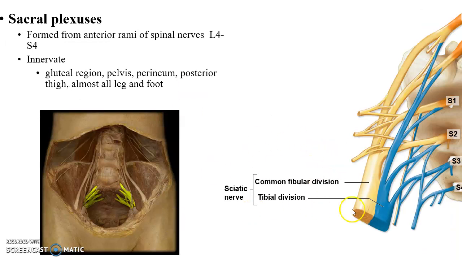All right, then we have the sacral plexus, which isn't quite as plexus-like, but still is considered a plexus. Way down here. It is composed of spinal nerves L4 through S4. And it innervates the gluteal region, the pelvis, the perineum, directly underneath the genitals, the posterior thigh, and almost all of the leg and foot. So it innervates a large portion of the lower limb. That's probably why it leads to the formation of the sciatic nerve, which is the largest, thickest nerve in the body.